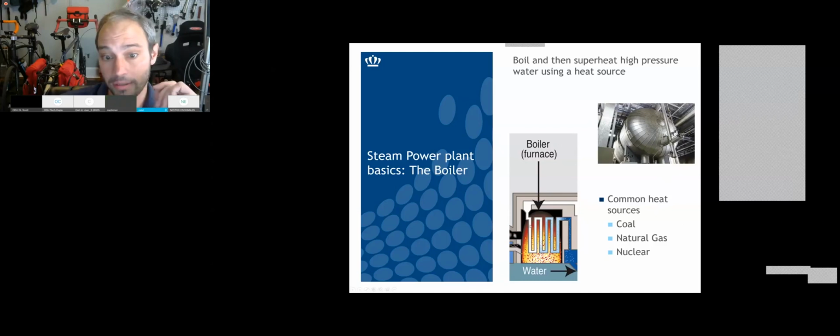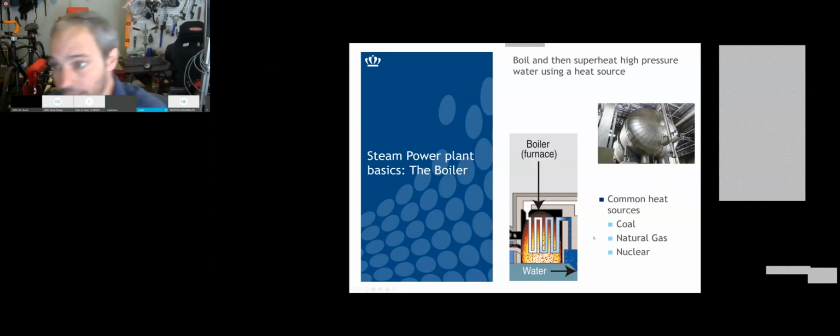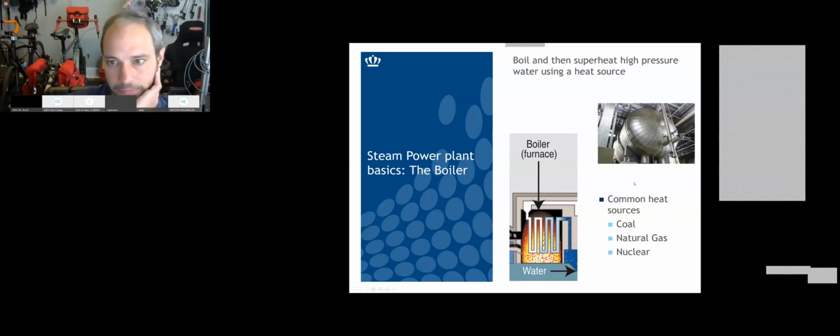Now, we mentioned that you boil it and then you superheat it. We aren't going to go into detail on why you superheat it, but I will say that you get more power and more efficiency if you superheat it than if you just boiled it and then tried to expand it through a turbine. There's a lot of reasons for that. All right, so that's the first major component.